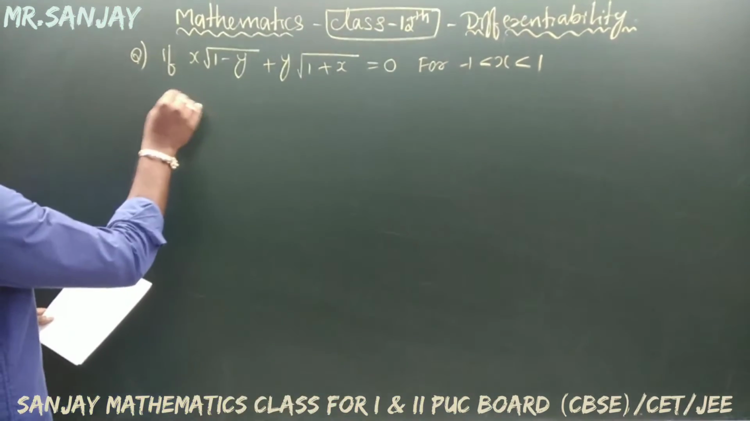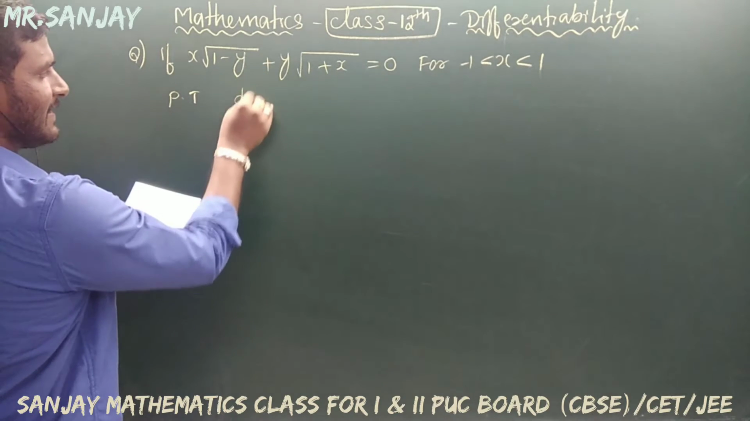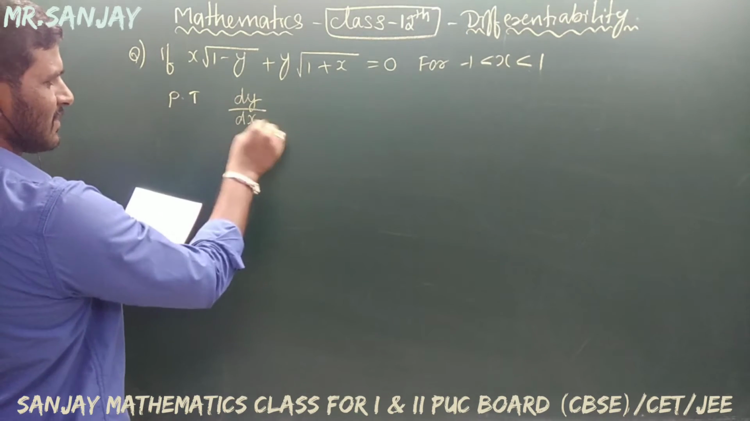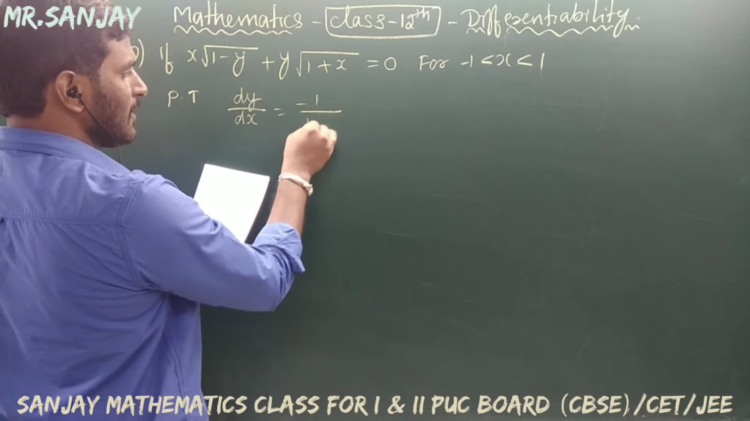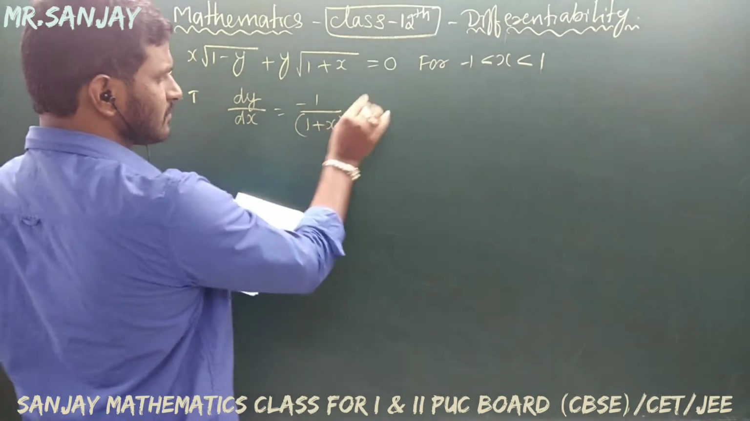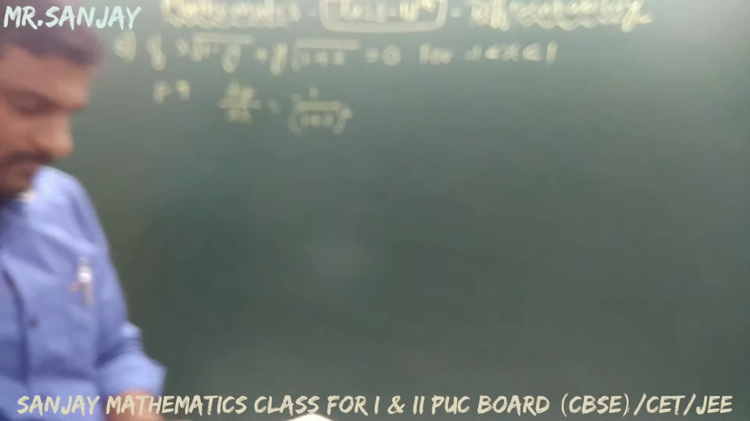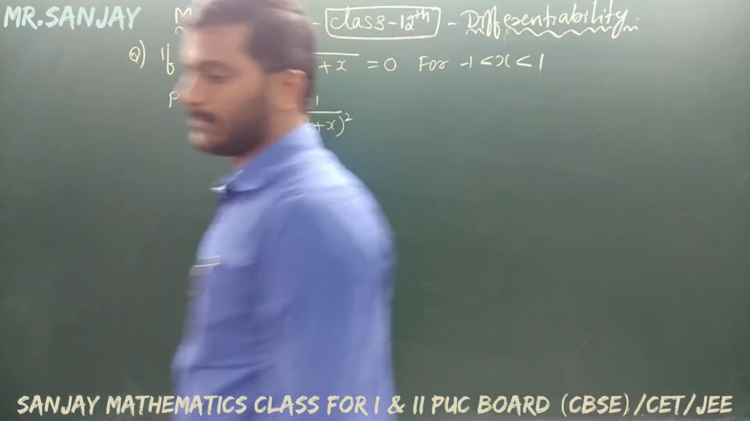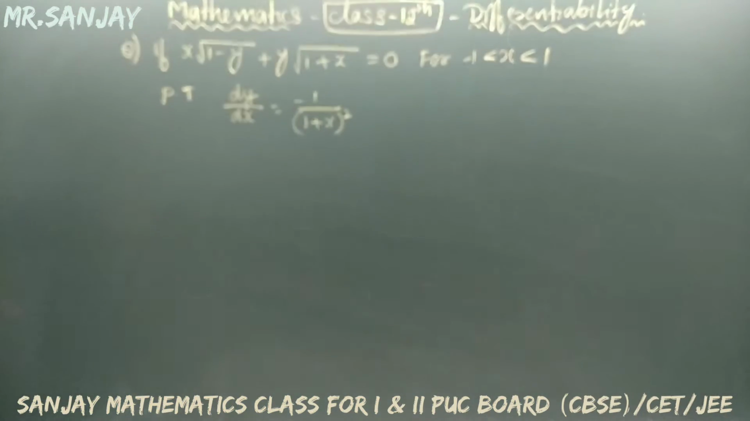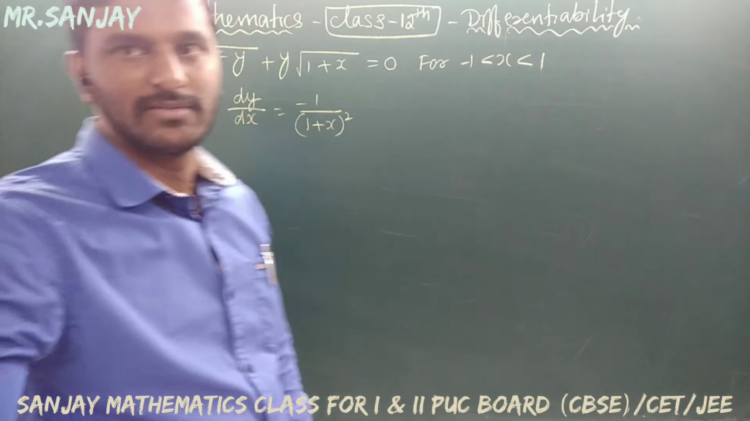Prove that dy by dx is equal to minus 1 divided by (1 plus x) the whole square. This is a miscellaneous question, chapter number 5. How do you find the answer? It's a very simple question.